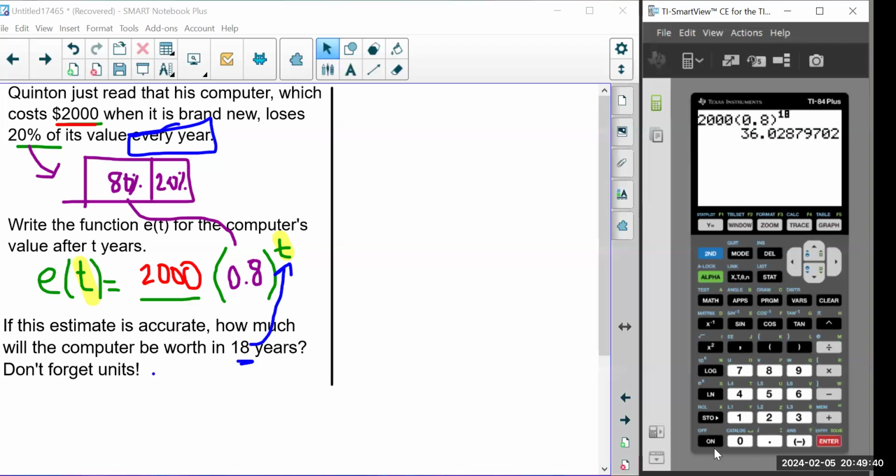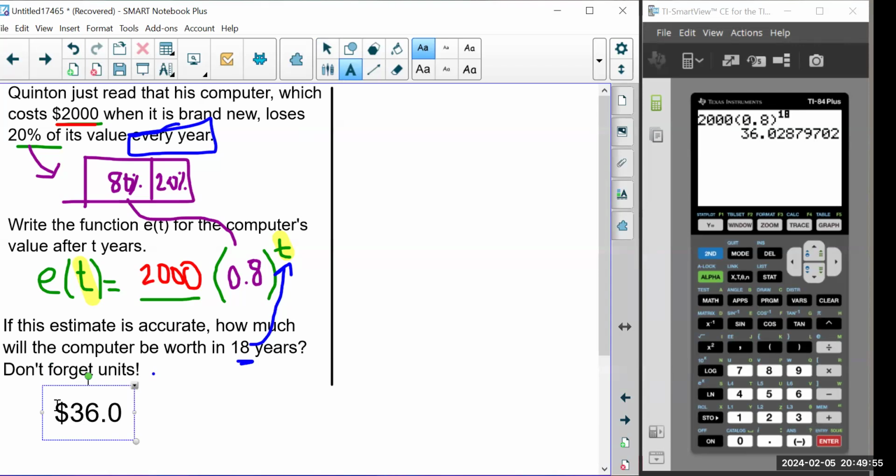And I get this. Now remember, we're talking about money. So when I write my answer, I'm going to make sure that I include the dollar sign at the front, because that's where it should go, even though it sounds like it should go at the end. And it's $36 and 0.0. Normally we round to the third decimal place, but because this is money, we're not going to. We're going to look at the 8.